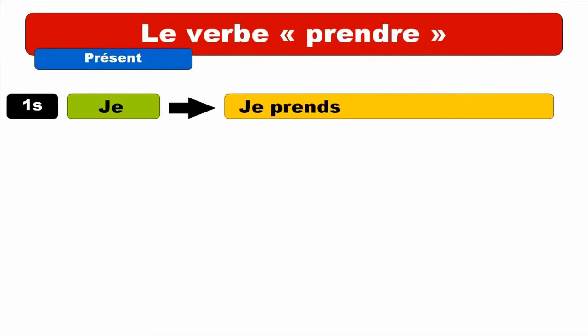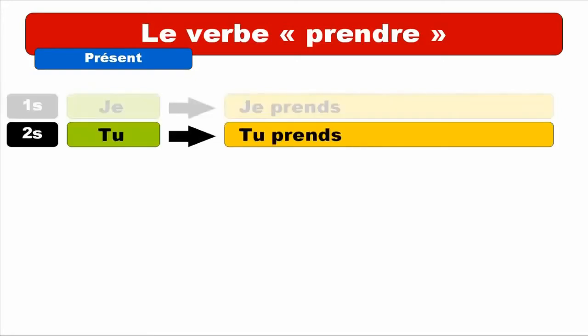Repeat. Je prends. Okay, so you can see that we've got S at the end and then D as well, but then we don't pronounce them. So actually the only thing we pronounce for this form is P-R-E-N, and it's the sound prend. Okay, repeat. And for tu, it's tu prends. Repeat. Tu prends. And you can notice it's actually the same form as for je. Final S and the D before, you don't pronounce them.